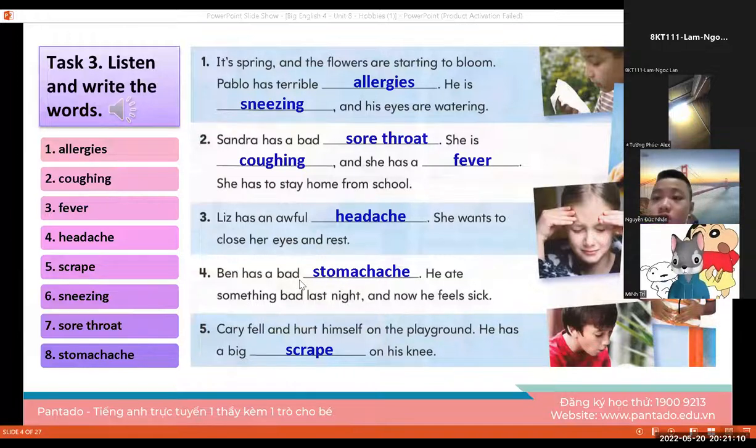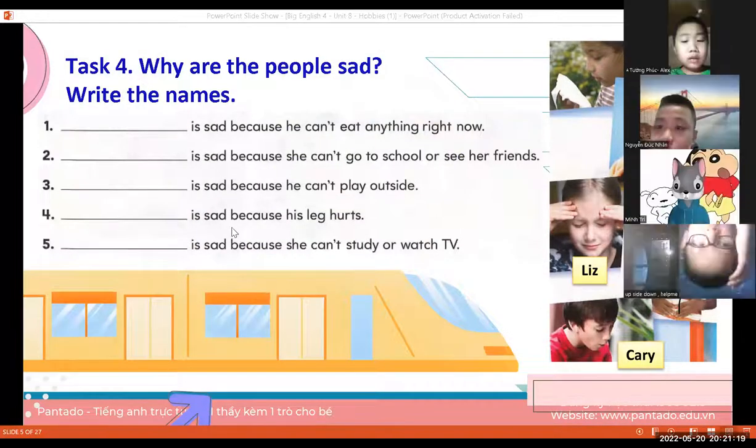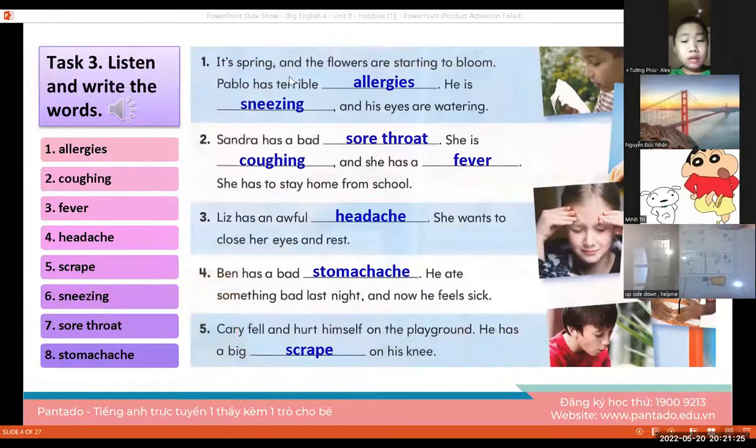Because he has terrible allergies. Okay, he has terrible allergies. When you got the allergies here, if you look at the picture, you look at this first sentence, it's spring. The flowers are starting to bloom.